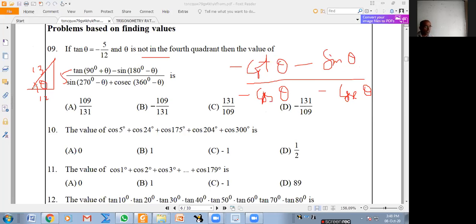For example, cot theta from this figure is 12 by 5, and minus 12 by 5, which is reciprocal of this. What about sin theta? From the triangle 5 by 13, and theta is in second quadrant, so plus 5 by 13. Cos theta from the triangle is 12 by 13, but actually cos theta is minus 12 by 13 because in second quadrant cos is negative. Like that, you identify all these values and substitute it.